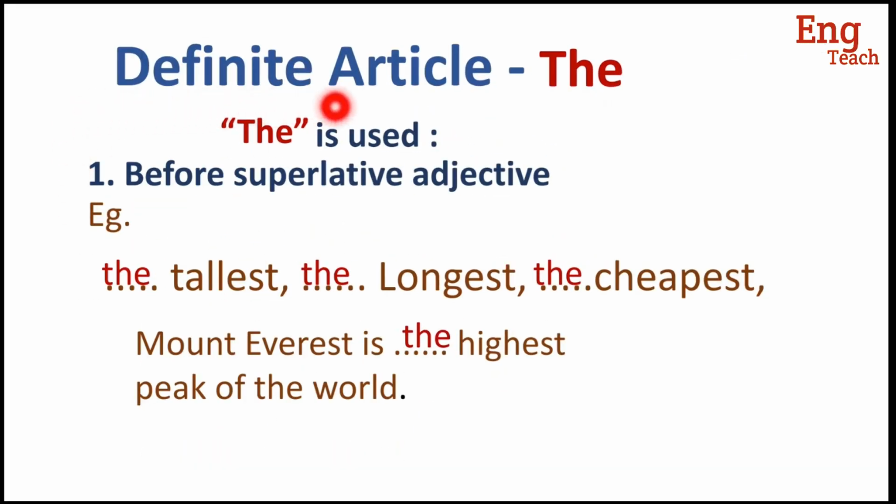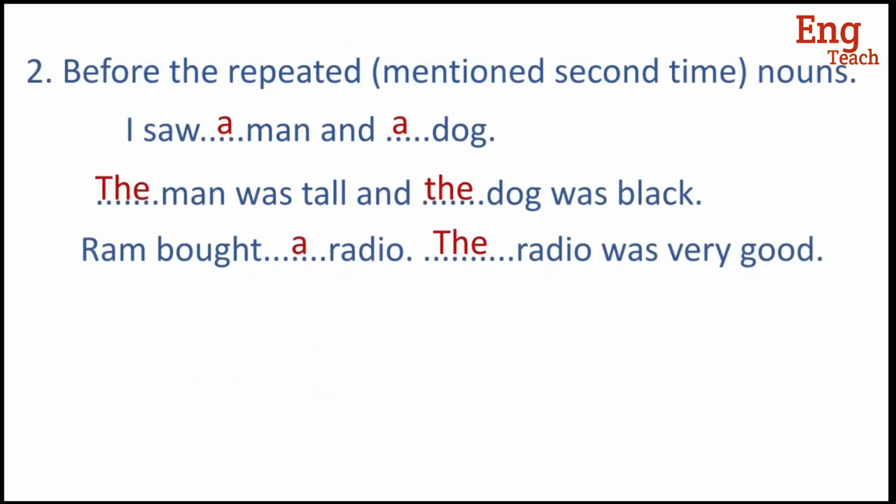Now, the definite article the. The is used, number 1, before superlative adjectives. For example, the tallest, the longest, the cheapest. Mount Everest is the highest peak of the world.